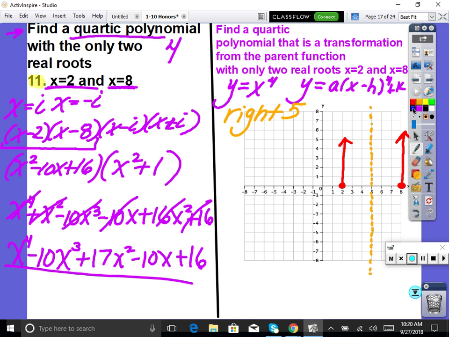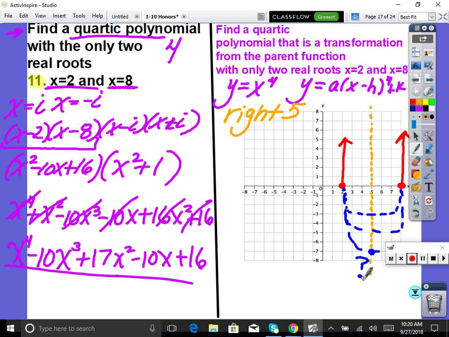Now here's the next question though. We need to know how far down we went. We could have gone down that far. We could have gone down that far. Do you guys see how we don't know how far down we're at? So we got to figure that out. Isn't that the plus k part? Okay, so let's plug in what we do know.